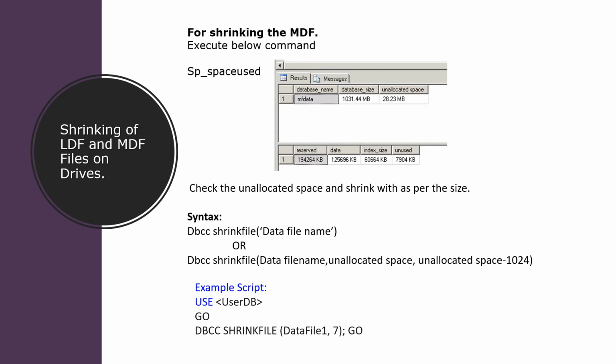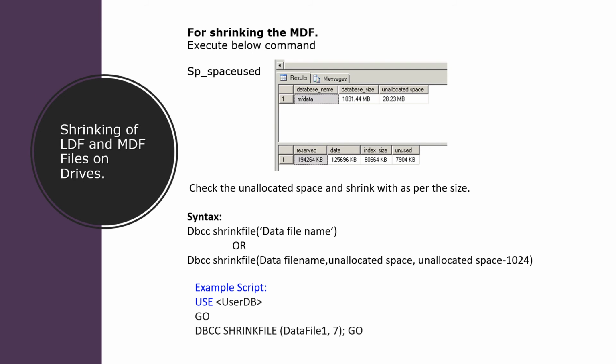For shrinking the MDF, execute the below command, sp_spaceused. It shows the database size and the unallocated space on that particular MDF file. Now we have to check the unallocated space and shrink it as per the size.